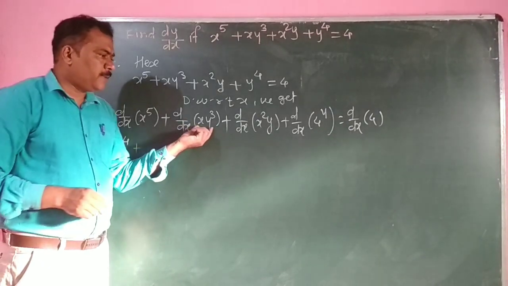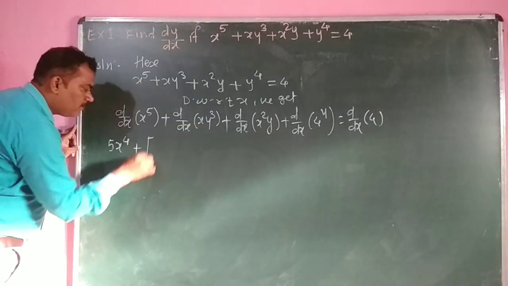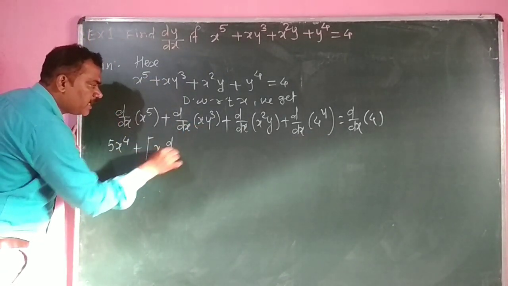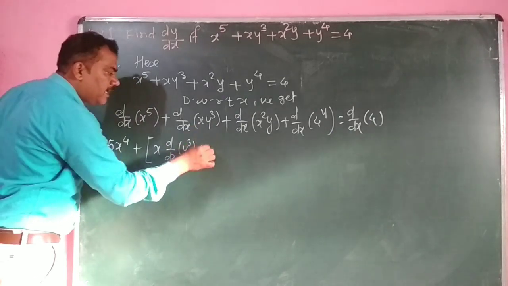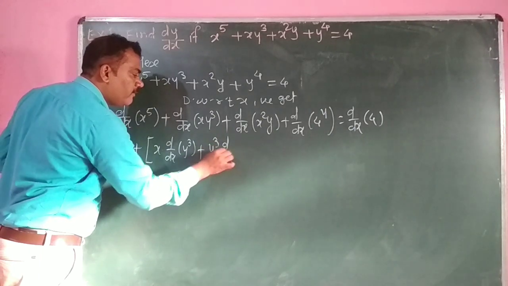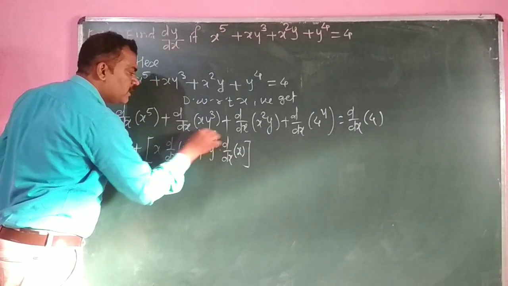Here is a product of two functions, so we have to use the product rule. How to use it? First function as it is times the derivative of the second, d/dx of y cube, plus second function as it is times the derivative of the first function, that is d/dx of x for this function.